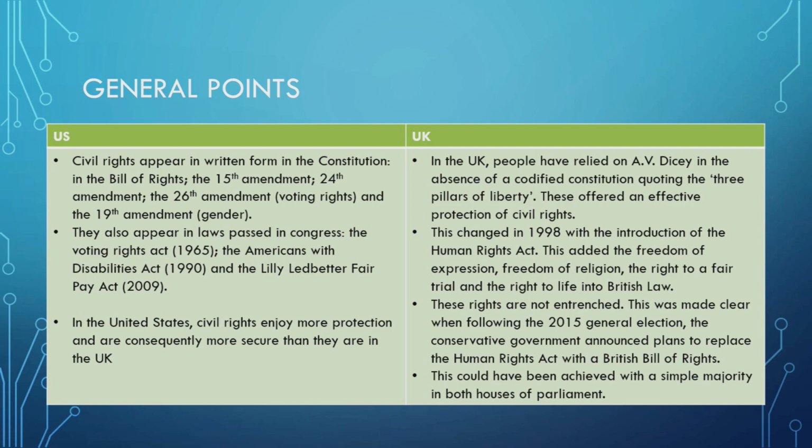This was made clear when, following the 2015 election, the Conservative government announced plans to replace the Human Rights Act with the British Bill of Rights instead. This could have been achieved with a simple majority in both houses of Parliament, but it wasn't. Basically it means the Human Rights Act is open to change if a government decides they want to change it. So therefore, in the United States, civil rights enjoy more of a protection and are consequently more secure than they are in the UK, which is probably converse to what you were thinking about the way that we could compare UK and US civil rights based on civil rights histories.